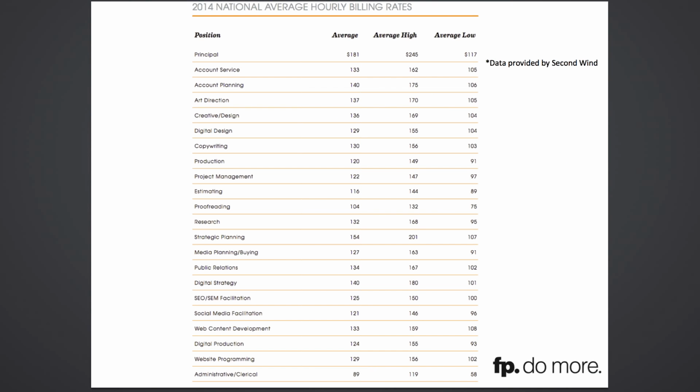So here are the 2014 national average hourly billing rates based on a Second Wind annual survey. You'll notice I mentioned the data is provided by Second Wind. You can see all of the positions, and the average high and average low billing rates for each. It's a great way to check where you stand. Everything from $245 on the average high, all the way down to $58 on the average low for an admin person. So when you run your calculations and you're thinking, it just doesn't make sense, it's too high, it's too low, where should we be? Just consult this chart.